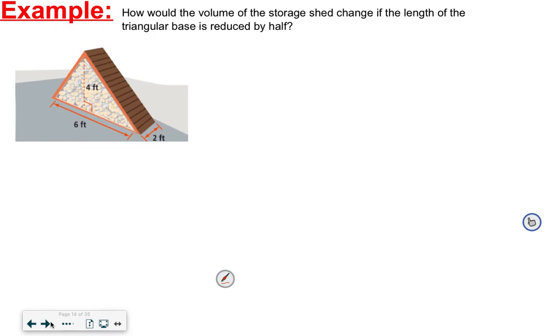How will the volume of the storage shed change if the length of the triangular bases is reduced by half? Remember that we already saw this question. What was the volume of this figure? Base area times height. The base is the triangle, so that's why the area is going to be 4 times 6 over 2 times height 2. Then we found that this is going to be 24 cubic feet.